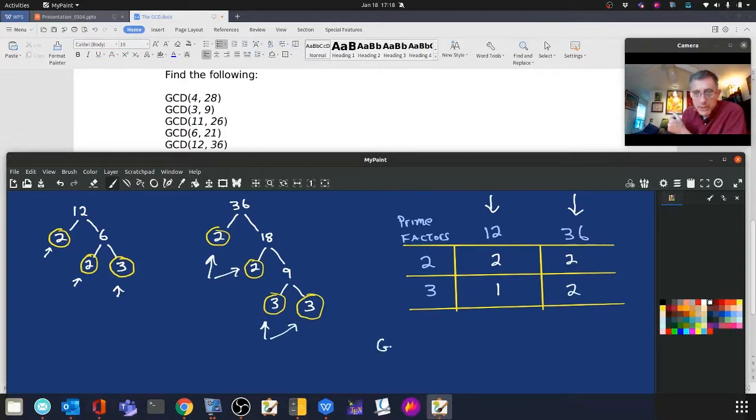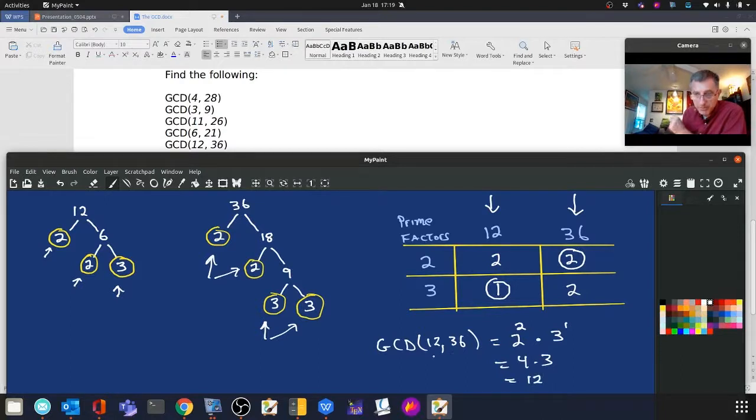So my GCD of 12 and 36 is going to be equal to 2 raised to some power times 3 raised to some power. So what do we do? We find the smallest number in each of the rows. So for the 2 row, my circled number is 2, so it's 2 raised to the second power, and then 3 raised to the first power. So that's equal to 4 times 3, which is equal to 12.